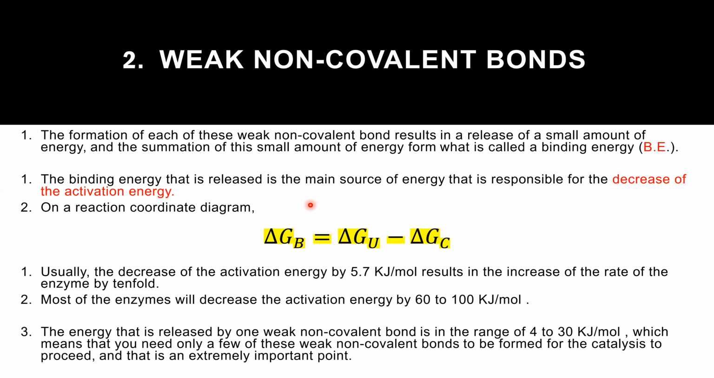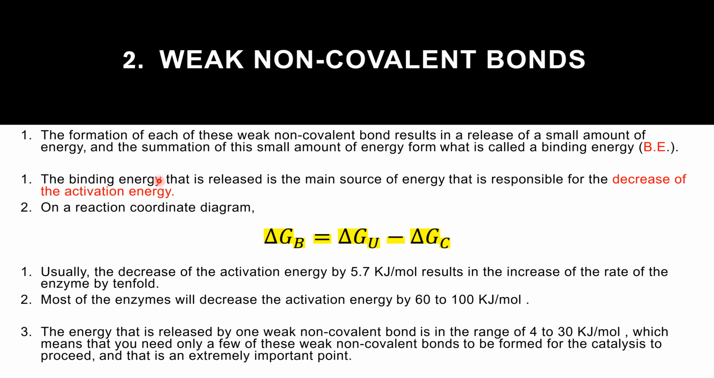The binding energy that is released is the main source of energy that is responsible for the decrease of the activation energy. If that amount of energy is not released when the substrate is engaged by the enzyme, and there is the transient link or friendship which is developed between the enzyme and the substrate, they are just making each other compatible, so the enzyme can conduct its function on the substrate and help the substrate to convert into the product one. So this amount of energy which is released is lowering that activation energy and making the reaction faster.